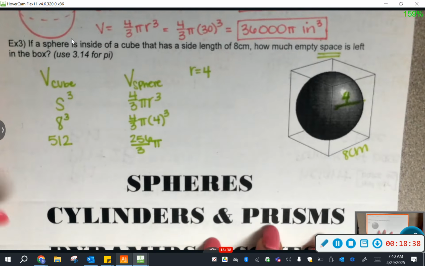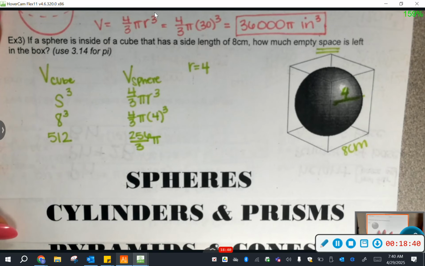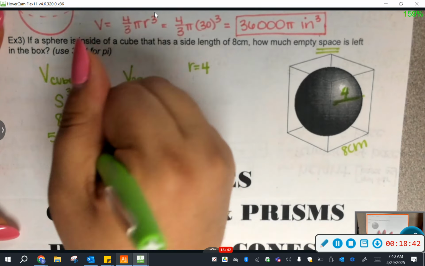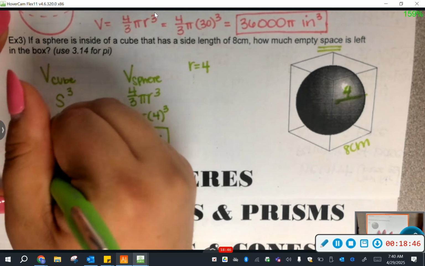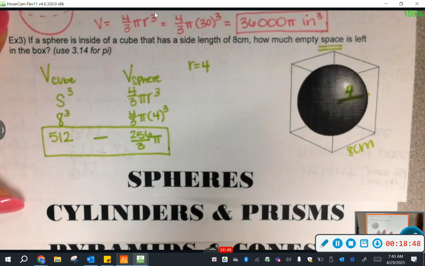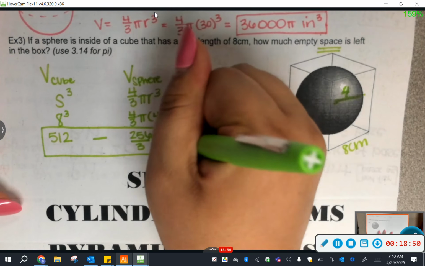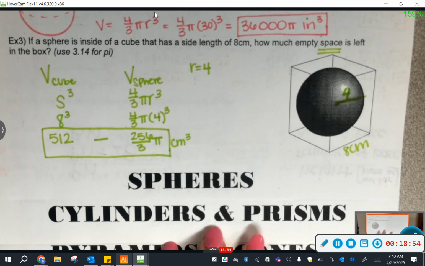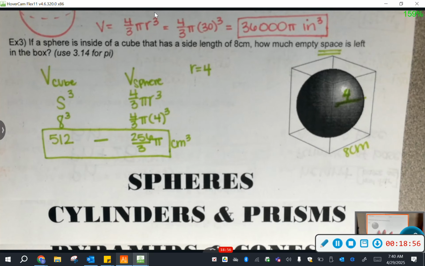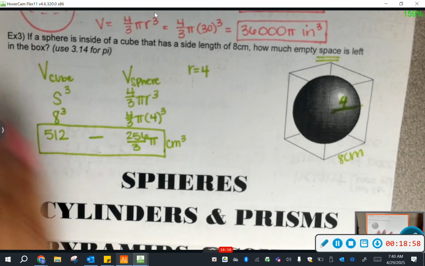And what do I need to do to get my answer? What do I do with these two things? Subtract. And y'all, just like last time, one of them has pi, one of them does not. That is my answer. And it is centimeters cubed. So find the volume of each and just subtract them.